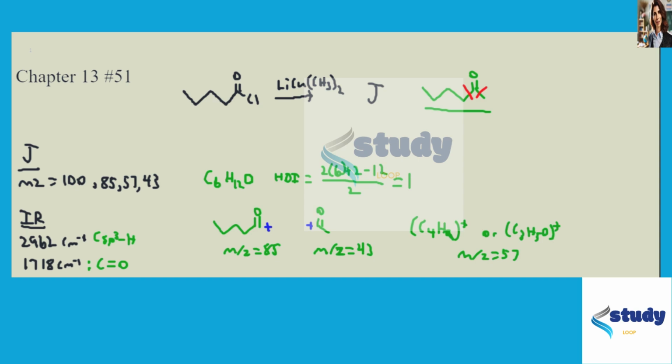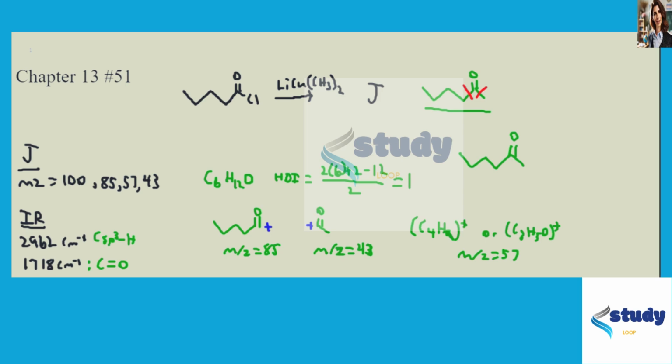But everything else considered, this original structure that I drew, the spectral data bore it out. So this is the correct answer. And again, the way to approach this using the spectral data would be to look at the molecular ion peak, try to determine a formula from that, calculate an HDI for that formula, and then look at the IR data to support your conclusion.